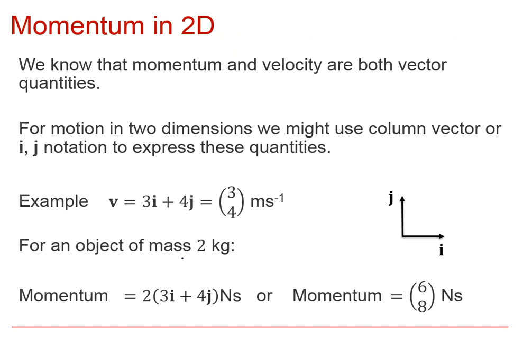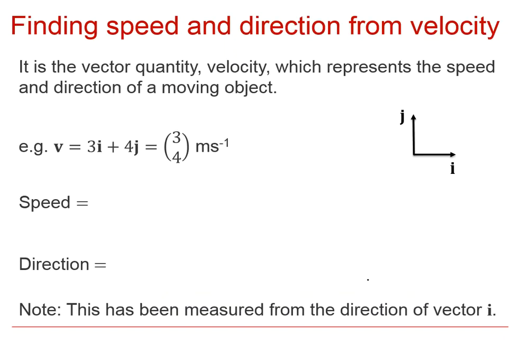Now when we're working in 2D, we can work with vectors and we can write our vectors either in component form with i and j, or we can write them as column vectors. So we write it like this. If we are doing our momentum calculation, it's exactly the same: it is the mass multiplied by the velocity, or we can do it as a column vector here. So once we've got our velocity, we can then work out our speed and direction.